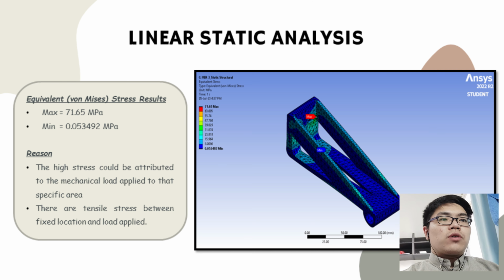The slide shows the equivalent stress result. From the diagram, we can see that the maximum stress is 71.75 megapascal. It is labeled by the color red, located at the left side of the hole, where the fixed support is set for our product. This maximum stress may be due to the tensile stress between the fixed support location and the load applied, in which the fixed support is applied in one direction, while the load is applied in another direction.